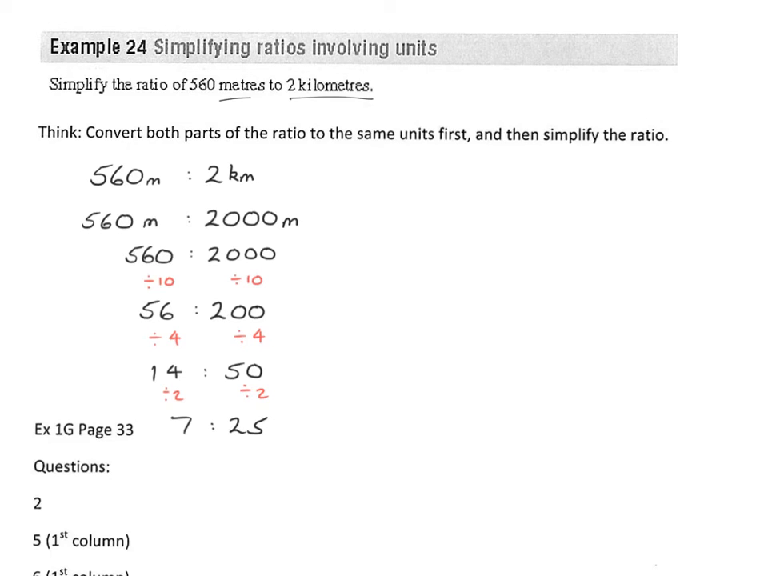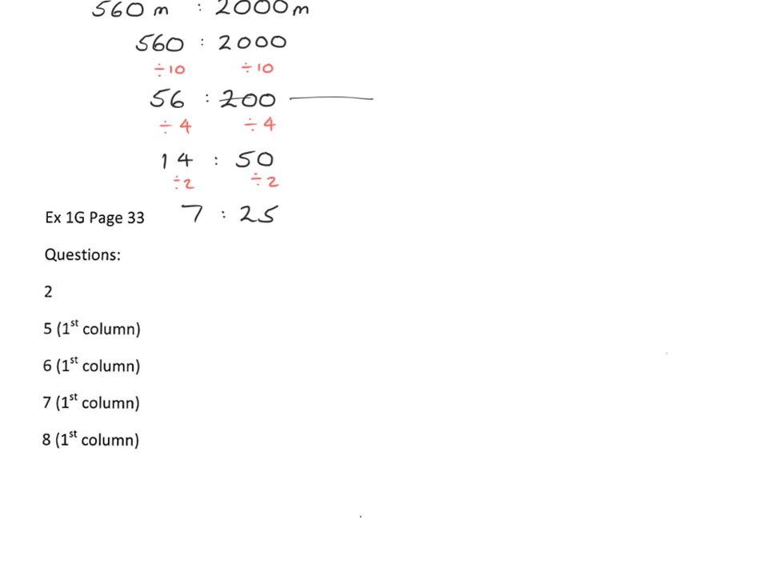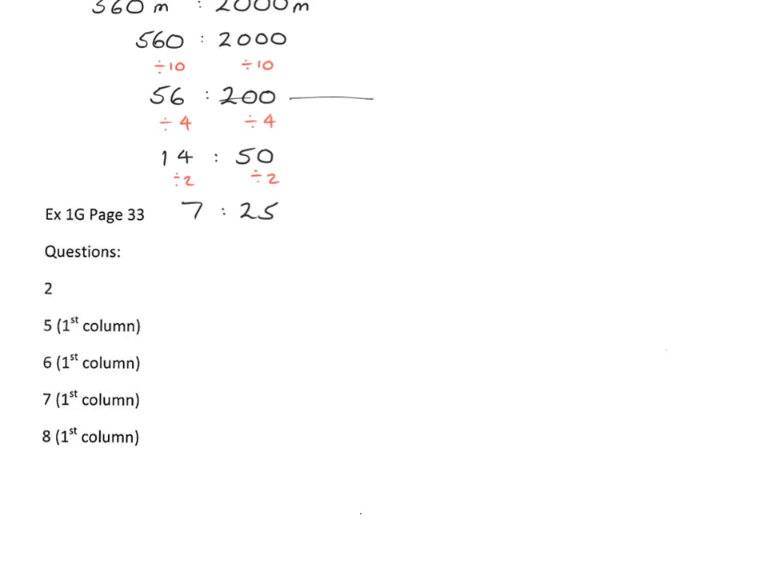All right, so what I'm going to get you to do once you've got all those examples down is you're then going to be finishing exercise 1G. On page 33 of the textbook, you need to do all of question 2, the first column of question 5, the first column of 6, the first column of 7, and the first column of 8. Don't forget you need to show your working, not just put an answer on the page. So I want to see the working happening on your page.